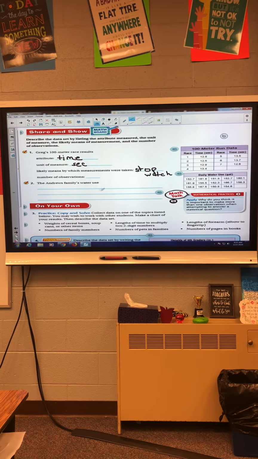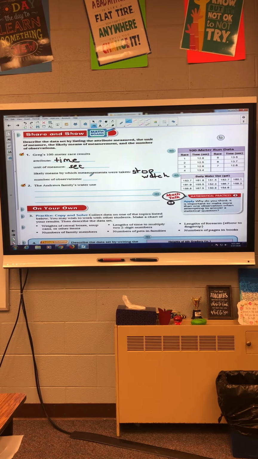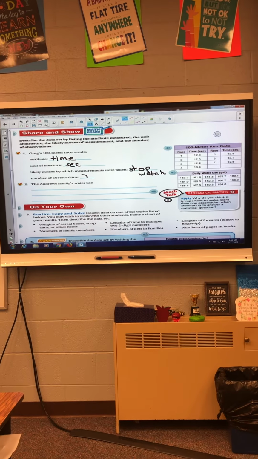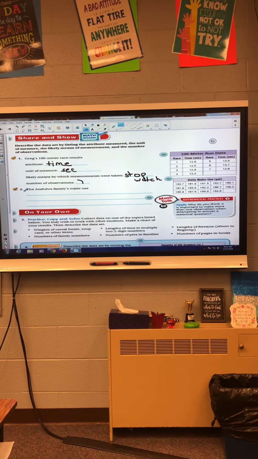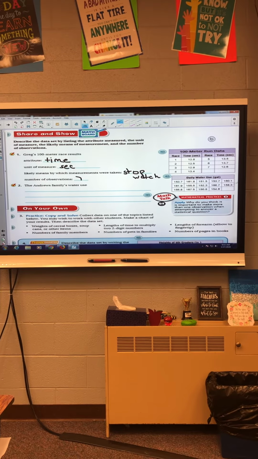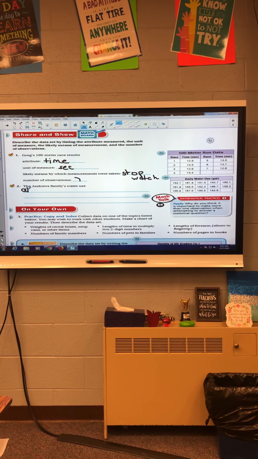And how many times was this observation made? There were 7 races, so he made 7 observations. Okay. This next one, the Andrews family water use, so it's right over here. So we need 4 things. Remember the first thing being attribute.